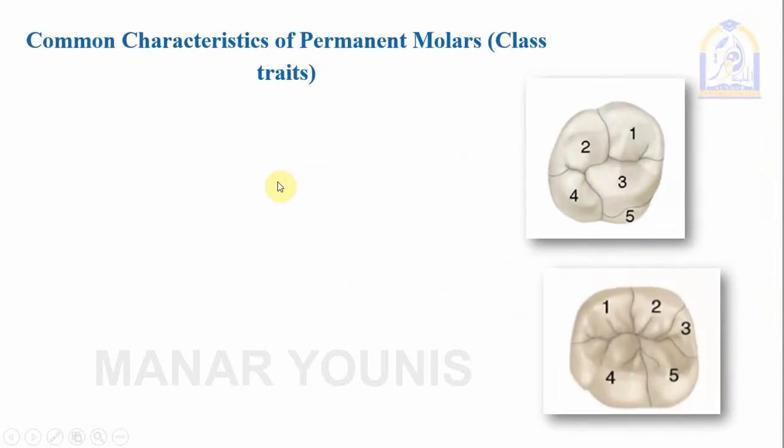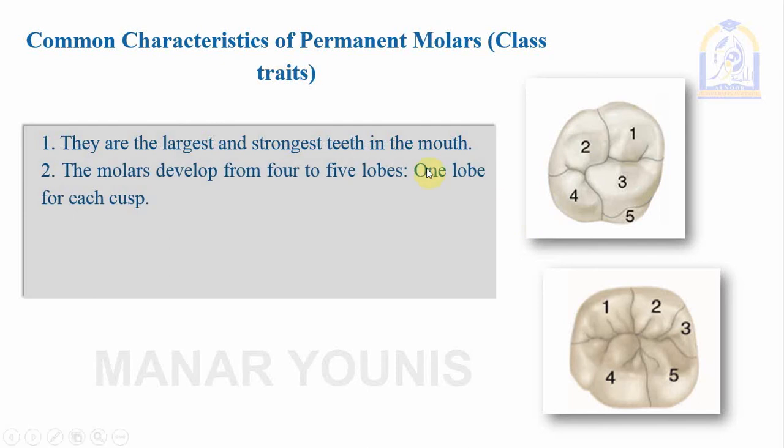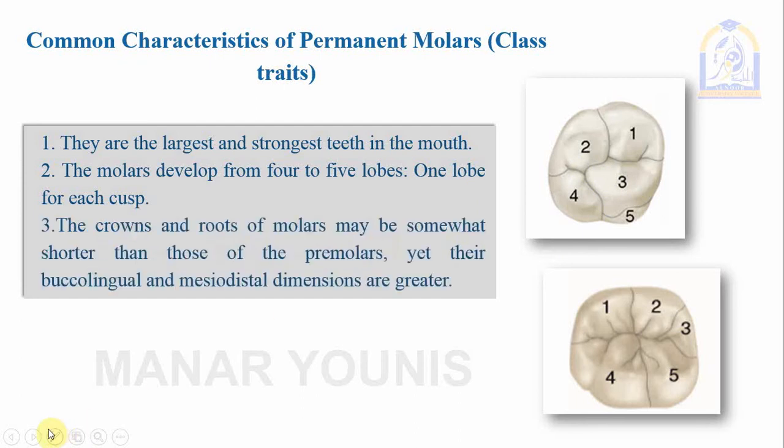What are the common characteristics of permanent molars, or what's called the class traits? First, they are the largest and strongest teeth in the mouth, whether maxillary or mandibular. The molars usually develop from 4 to 5 lobes, one lobe for each cusp. The crown and roots of molars are usually shorter than those of the premolars. However, their buccolingual and mesiodistal dimensions are greater, so they are wider buccolingually and mesiodistally. This applies for the maxillary and mandibular molars.